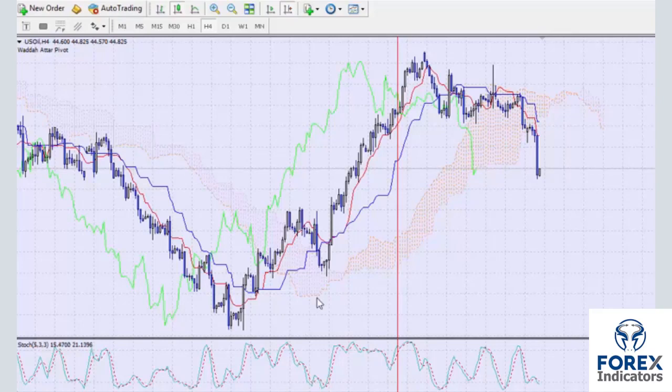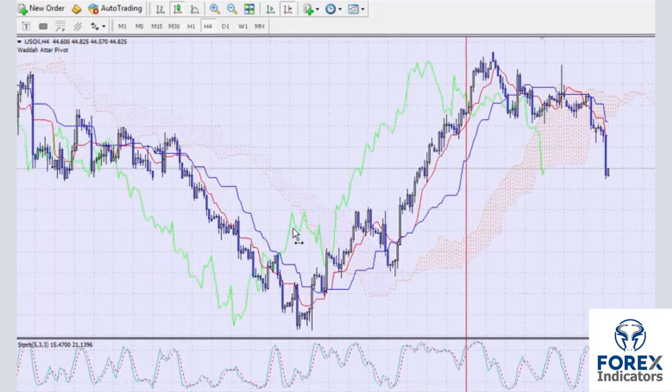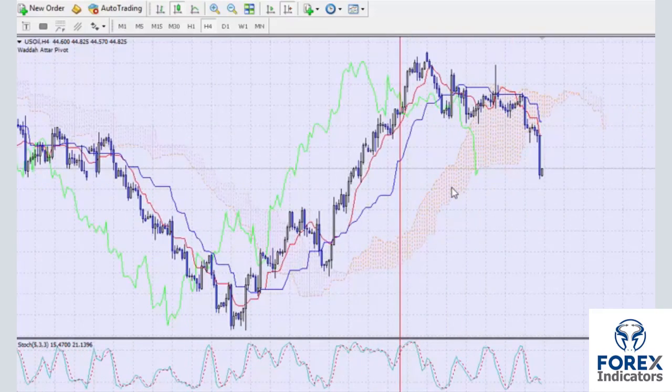So this is the Ichimoku indicator. Also, with the Ichimoku, we have what's called the cloud. This here is the cloud of the Ichimoku, and this just represents support and resistance levels. Whenever prices break above the cloud, that's a buy signal, and whenever prices break below the cloud, that's a sell signal. So the cloud also gives you buy and sell signals.